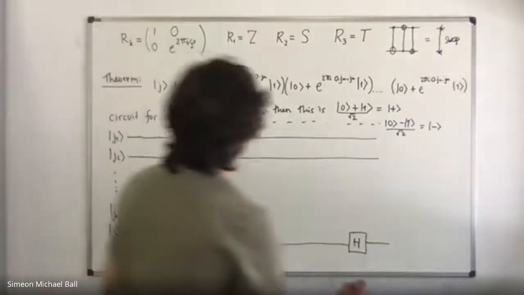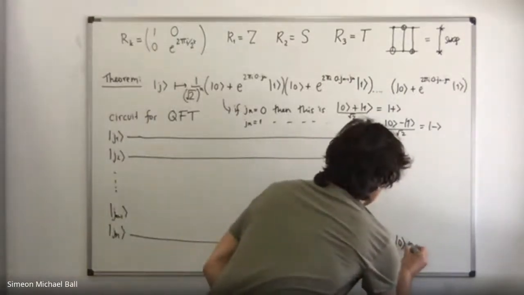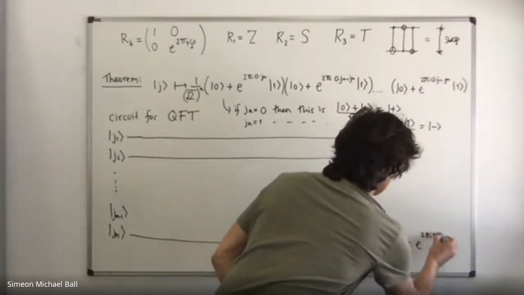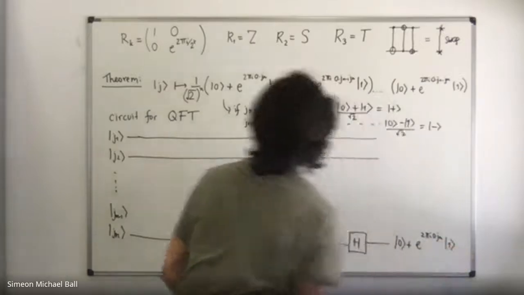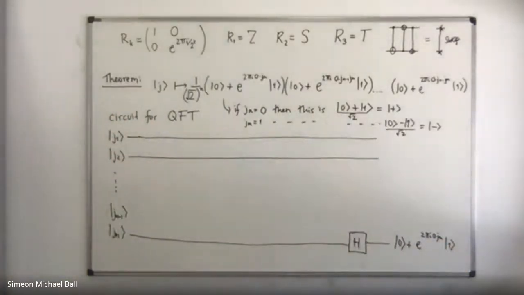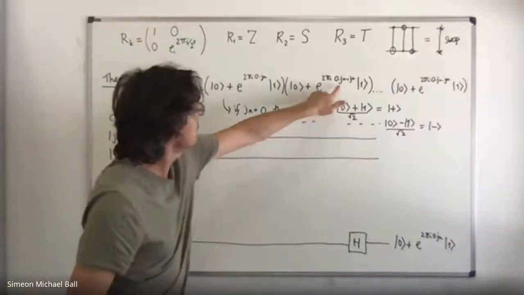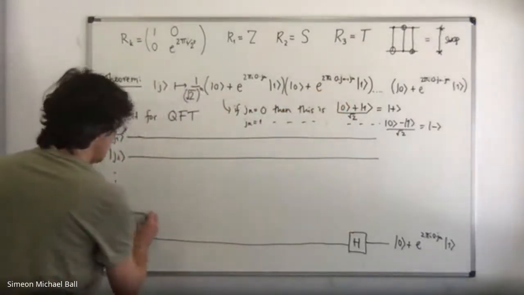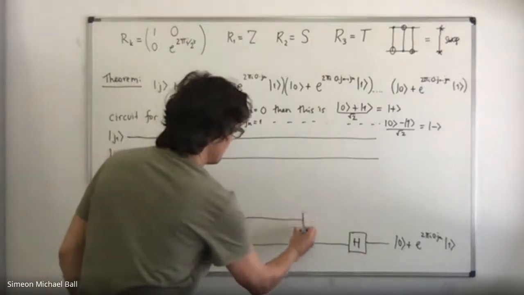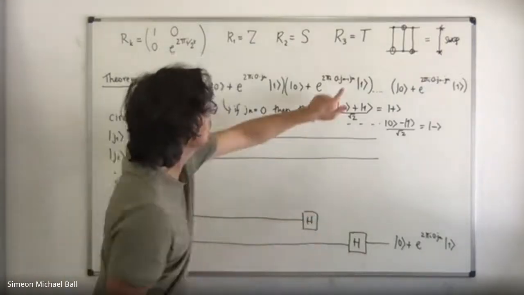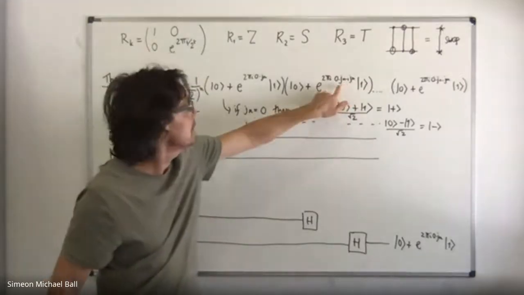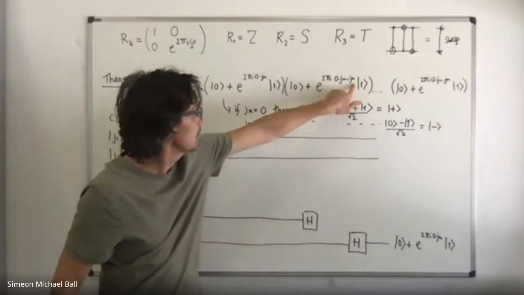And down here, then we will get 0 plus e to the 2 pi i 0.jn. Wow. Good. Right. So here we've got the 0.j minus 1. So now we see how to get that. Well, all we need to do is come along here and put a Hadamard on it. That will give us the 0.j minus 1. But we've got the 0.jn to do as well.